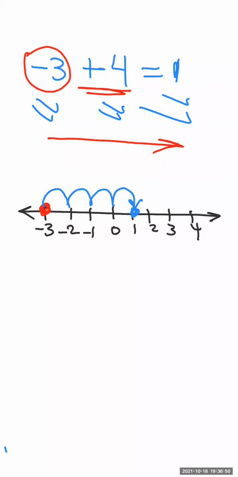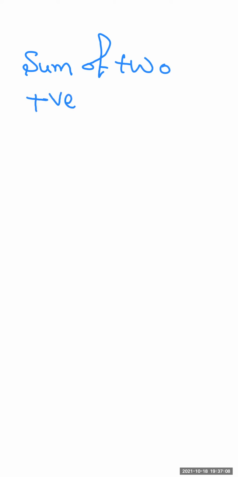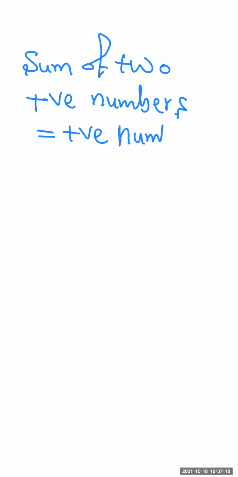Okay, now some rules, which is very important. Guys, listen so that all of you can understand. Sum of two positive numbers equal positive number. Like simply 3 plus 5, the two numbers are positive, so it will equal 8. Okay.